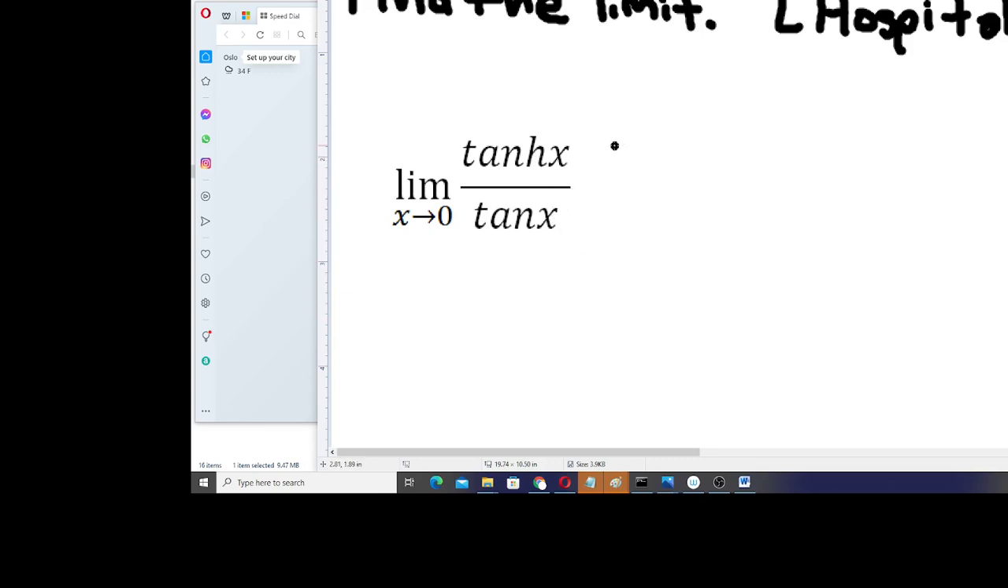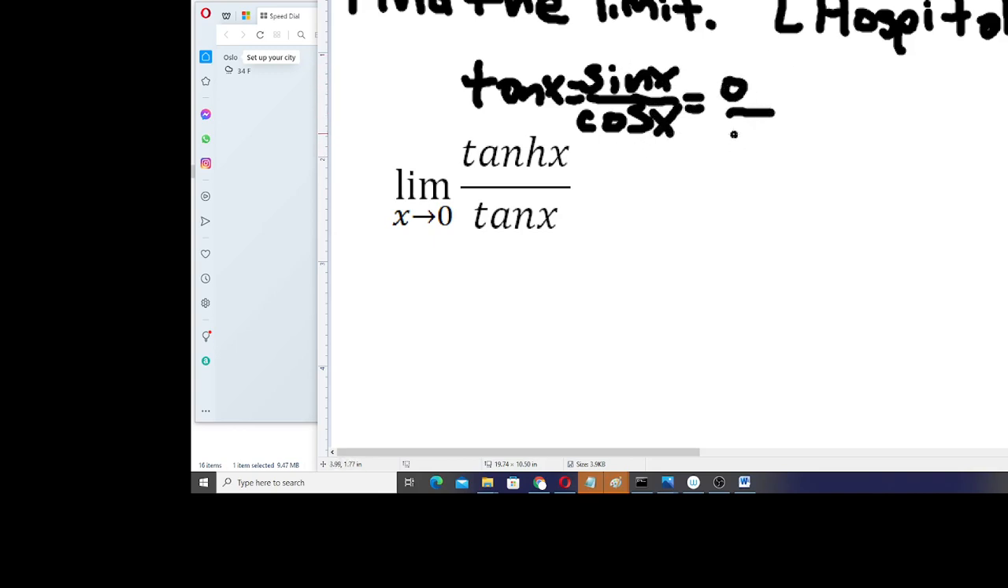So we know tangent is sine over cosine. Let's give it a variable, let's just call it x. That's equal to sine x over cosine x, and we know sine is 0 and cosine is 1 at x equals 0. So for hyperbolic tangent, if we find the limit at 0, it will just be 0.